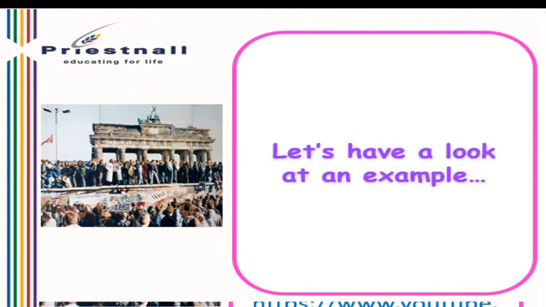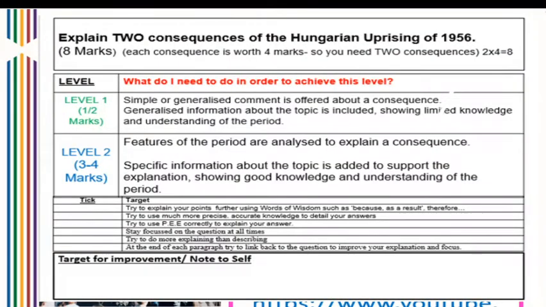So let's have a look at an example that we can work through together and I'll share some tips with you. So this is the example that we're going to be looking at. It says: explain 2 consequences of the Hungarian uprising of 1956, 8 marks. However, it's important to note this little bit at the bottom of the mark scheme, where it says each consequence is worth 4 marks. You need 2 consequences. Okay, so it's kind of marked as 2 4-markers there.